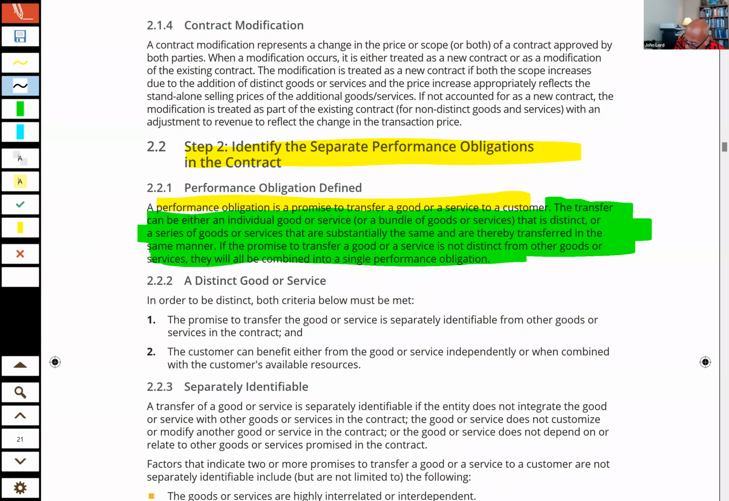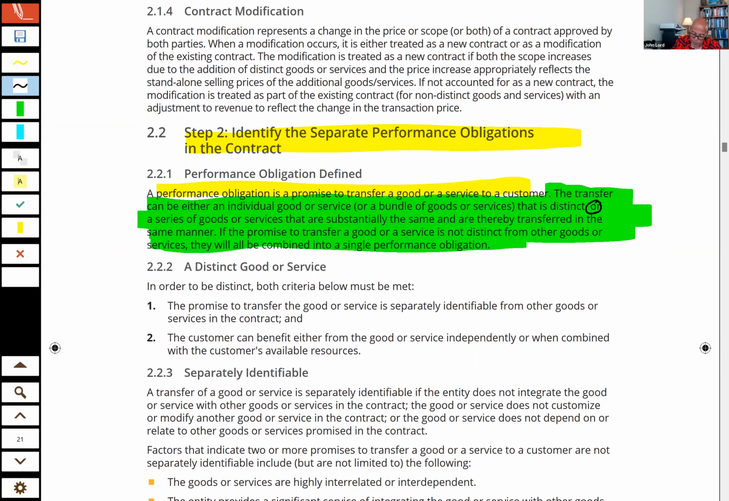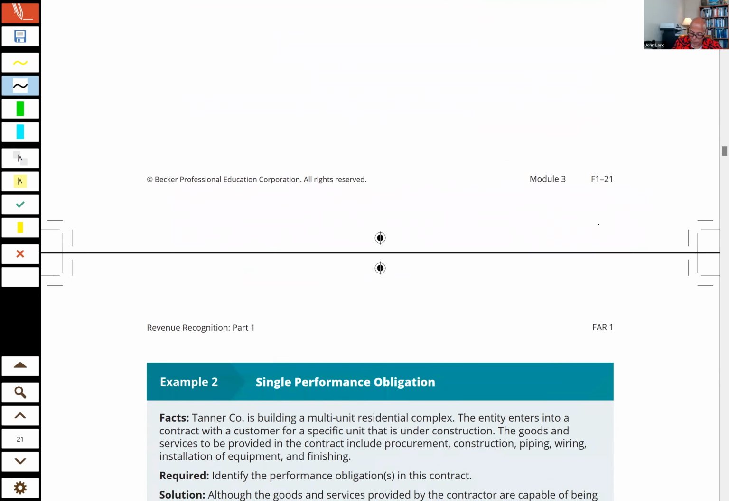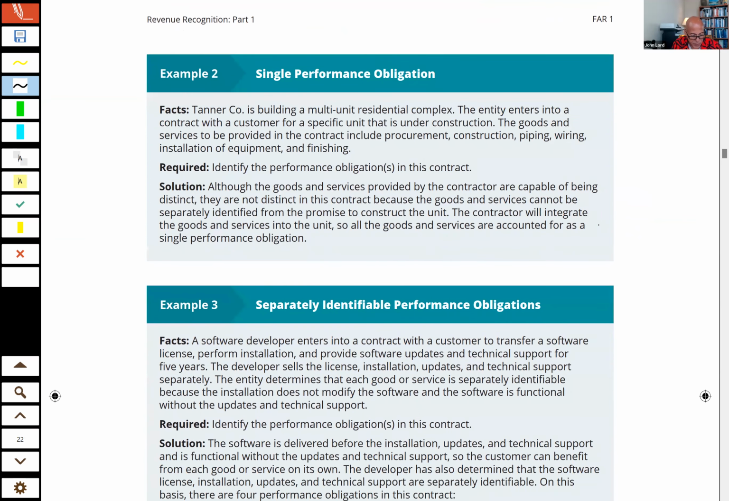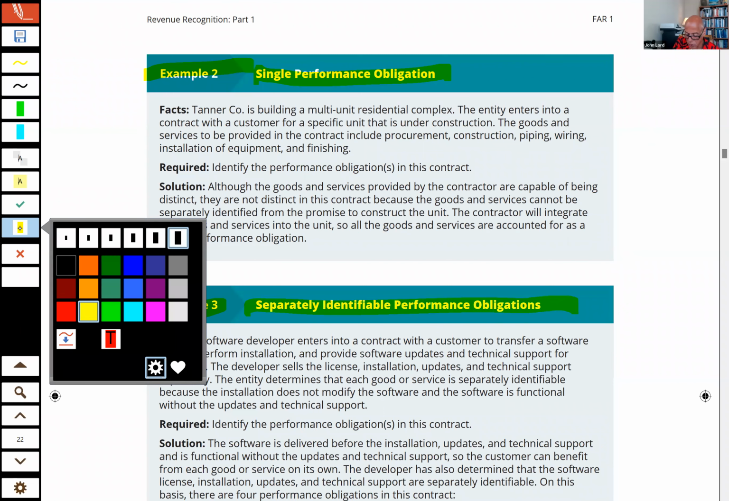It's either a single performance obligation or it is going to be more than one. And if you can't separate them, it's considered a single performance obligation. Now, let's just look at an example here that I think is somewhat helpful. I don't know that it's the best example in the world, but it's somewhat helpful. So let's take a look at this example versus example 2 versus example 3: single performance versus separately identifiable, multiple performance obligations. So let's just take a look.